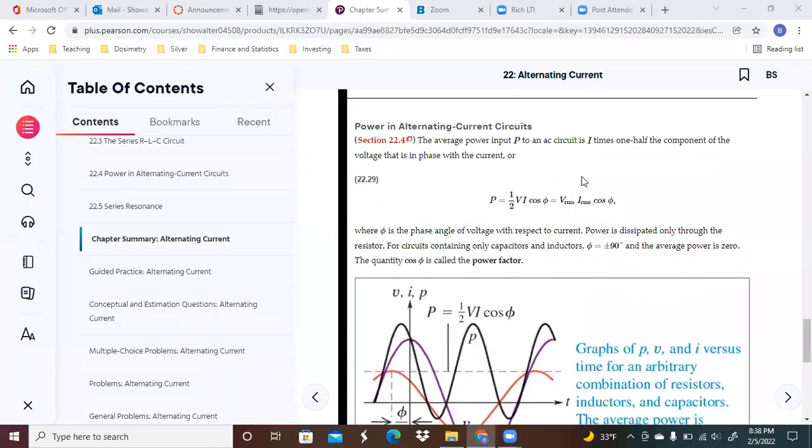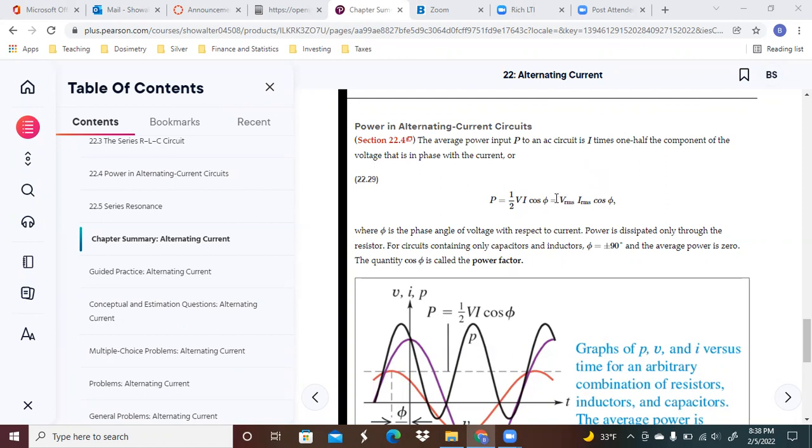This is going to be the lecture over section 22.4. We're going to be looking at power in AC circuits. So the average power input to an AC circuit is going to be I times 1/2 the component of the voltage that is in phase with the current. So in other words, power is equal to 1/2 VI cosine of phi.